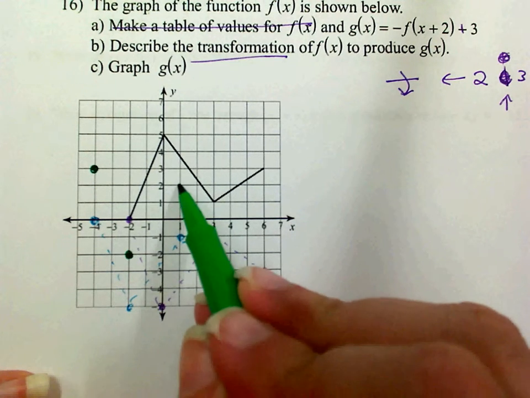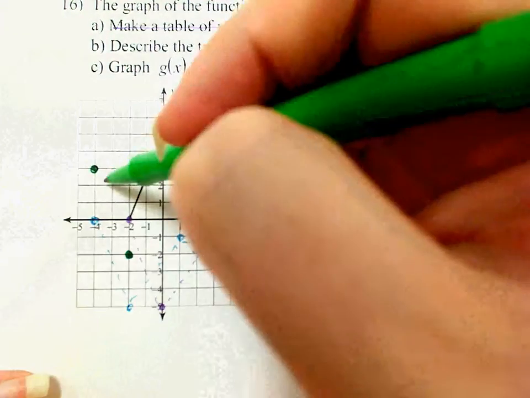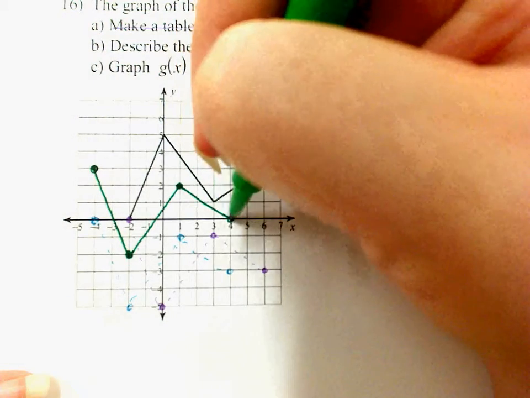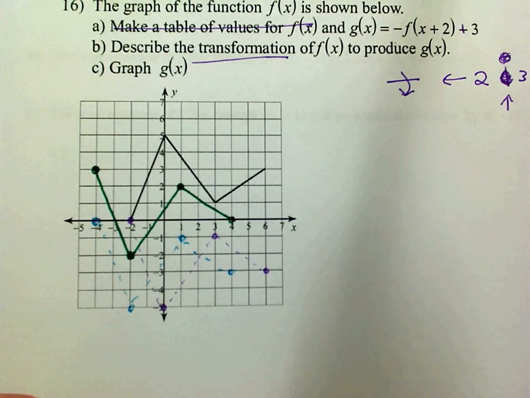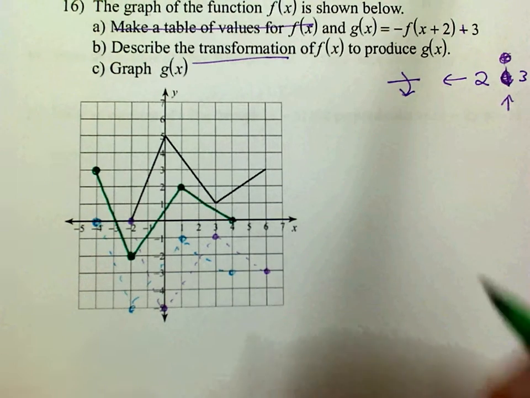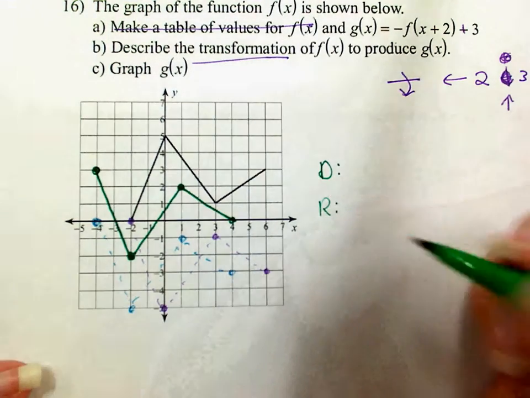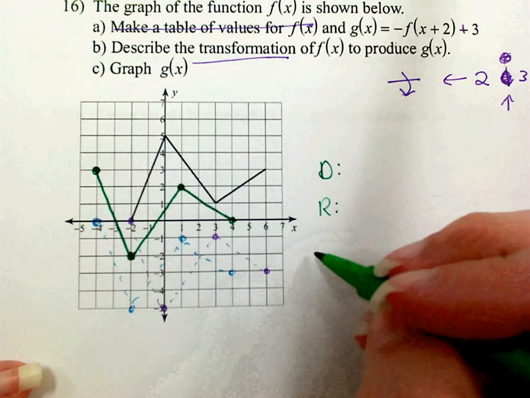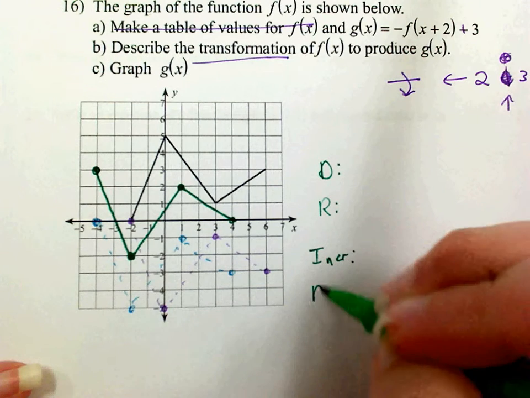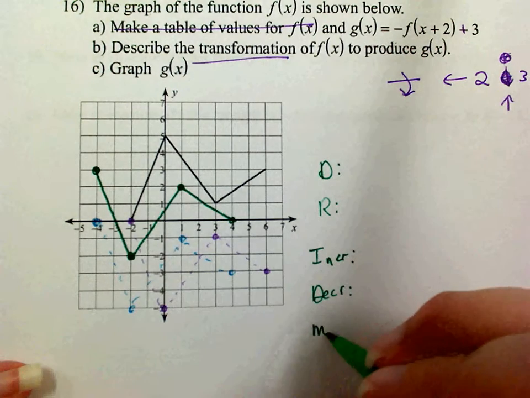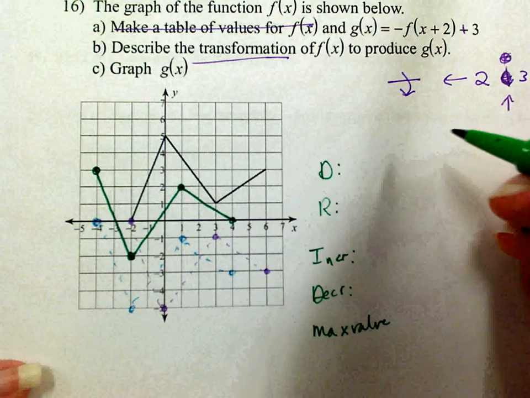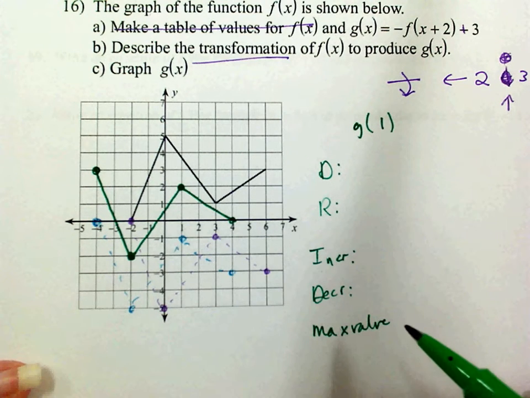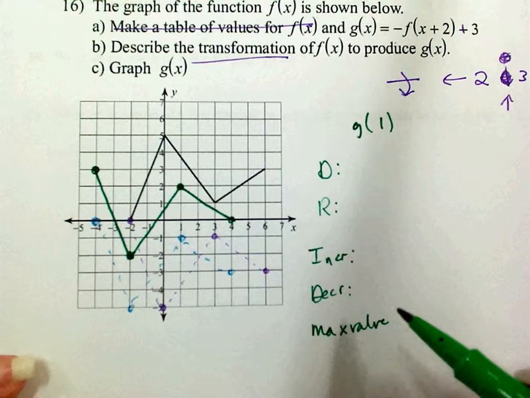Now, you know what I haven't done on this problem right now? I haven't asked you questions about this graph. Am I likely to ask you questions? Well, I might ask you questions like, what is the domain and what is the range of the original and of the new function? When are we increasing? When are we decreasing? What is the maximum value? I might ask you now, what is g of, let's say, 1? And then you would say, well, g of 1 is 2, yeah? What is the maximum value of the new one? 3.